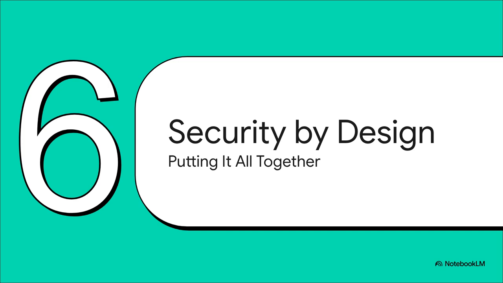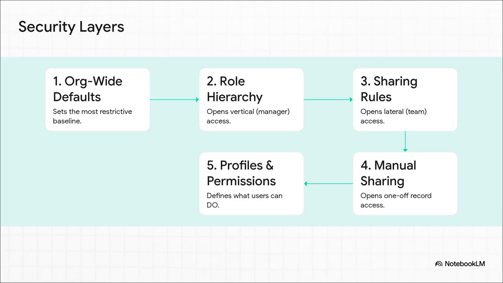Okay, we've laid all the bricks, we've installed the doors, we've handed out the keys. Now let's just step back for a second and look at the fortress we've built. This is how all of these security layers work together, one on top of the other, in a really logical way. So here's the entire flow. We start with the tightest possible security, our OWDs. Then, the role hierarchy opens up access vertically for managers to see their team's work. Sharing rules then open things up laterally so teams can collaborate. And then, draped over all of that, you have profiles and permission sets, which decide what someone can actually do: create, edit, delete, with the records they can see.